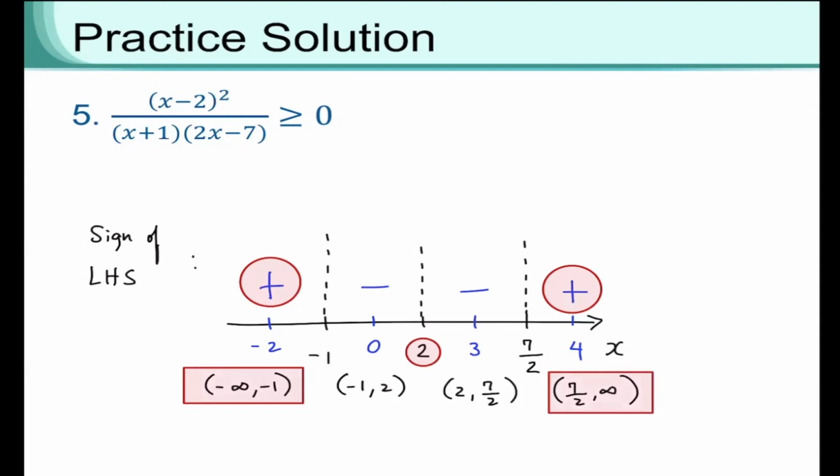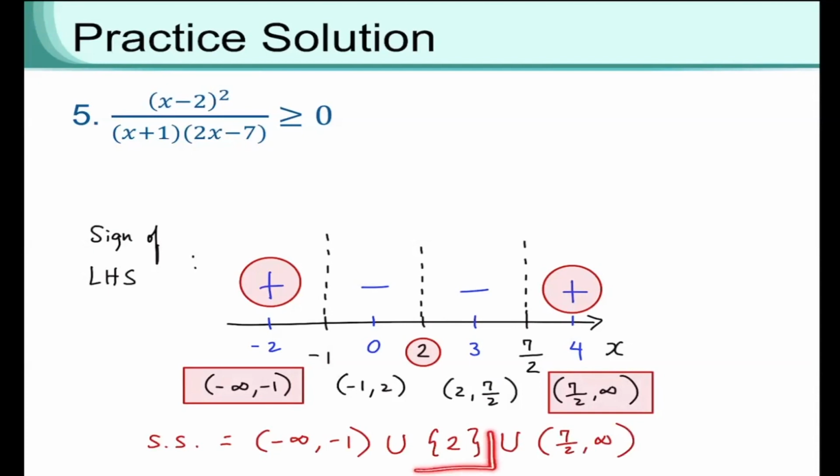So how do we write our solution set? Our solution set is -infinity to -1 union with a set containing a single number, so you have here the set containing 2, union with 7/2 to infinity. Well, you may write this singleton set here as a closed interval 2 to 2. So you may write this set containing 2 as [2, 2] as an interval. So they are equivalent. So this is the solution to our inequality.